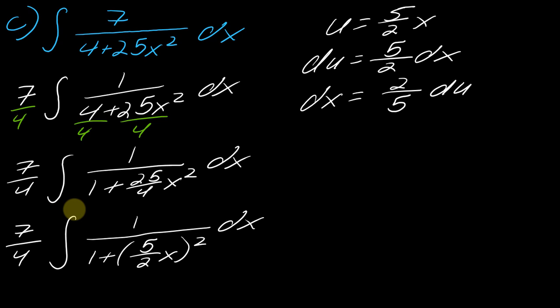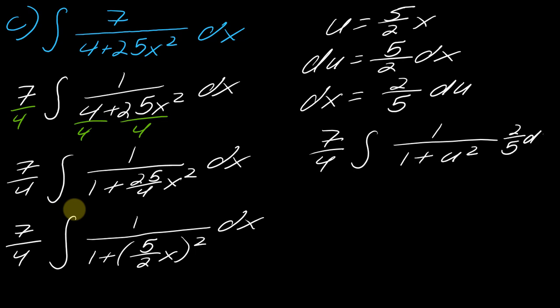So now I can make some substitutions. This gives me 7 over 4 times the integral of 1 over 1 plus u squared, and then 2/5 du. Now I want to multiply this 2/5 by this 7 over 4. If I do that, I will get 7 over 10.